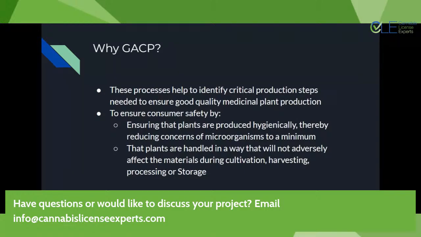So these processes are going to help identify any critical production steps that are needed to ensure good quality medicine and medicinal plant production. So to ensure your consumer safety, you're going to do this by ensuring that the plants are produced hygienically, thereby reducing any concerns of microorganisms to the minimal amount that we can. We know we're dealing with plants, so nothing's going to be 100% zero. That's for Advil factories, not for us, but as low as possible. And then the plants, we want to ensure that they are handled in a way that will not adversely affect the materials during cultivation, harvesting, processing, or storage. So again, we're looking at the overall quality of these products.